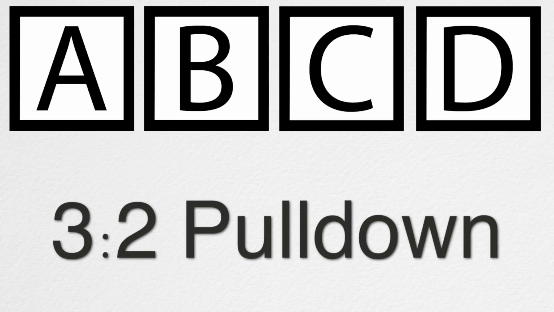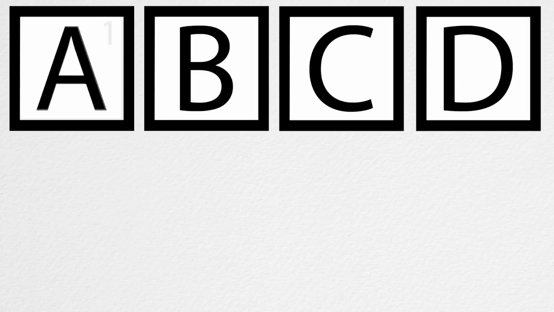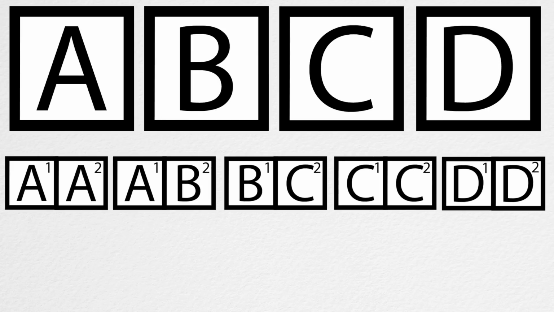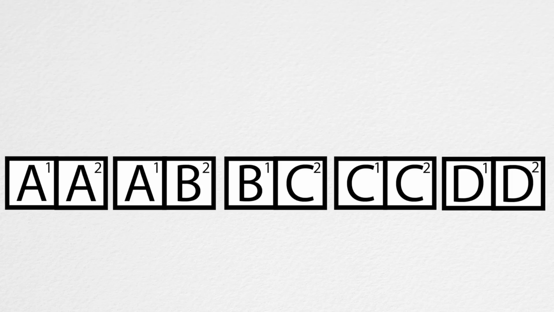3-2 pulldown is the process of breaking each progressive frame into even and odd interlaced fields and duplicating certain fields at regular intervals in blocks of 4 frames. The end result is 60 interlaced fields per second that are sent to the SDI output.